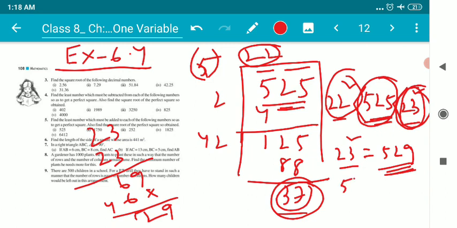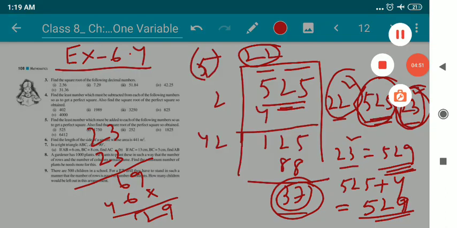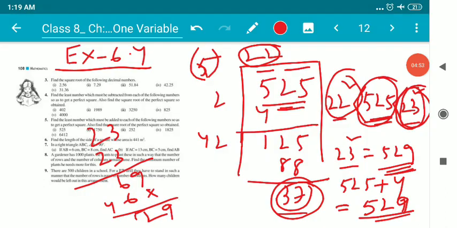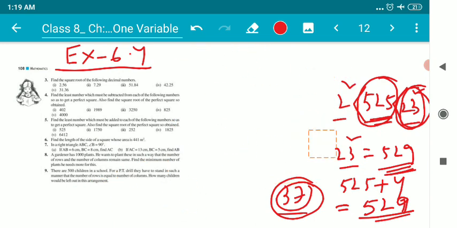If I add 4 to 525, I'm supposed to get 529. So this is how we can get the answer to such questions. What is to be added to 525 to get a perfect square? The answer is 4. If I add 4 to this number, I'll surely get a perfect square. Okay, children, now let us try the next question. I believe if we solve the next question, it will be absolutely clear to you all.